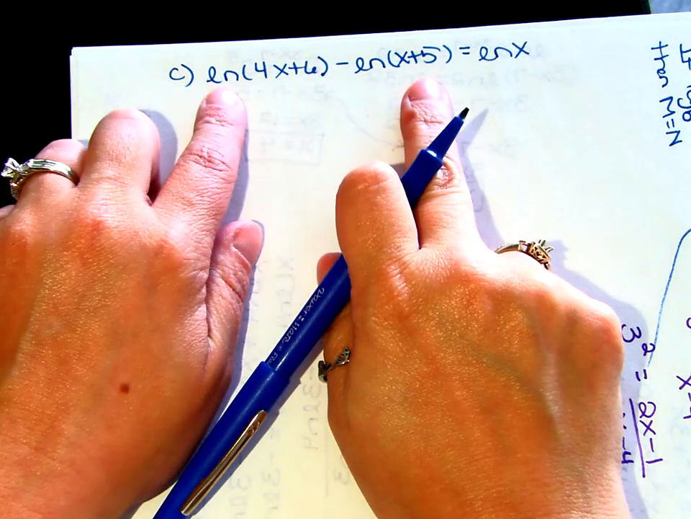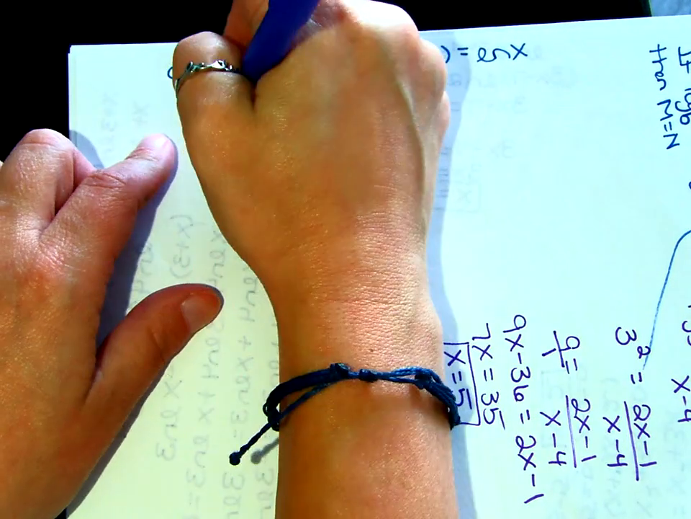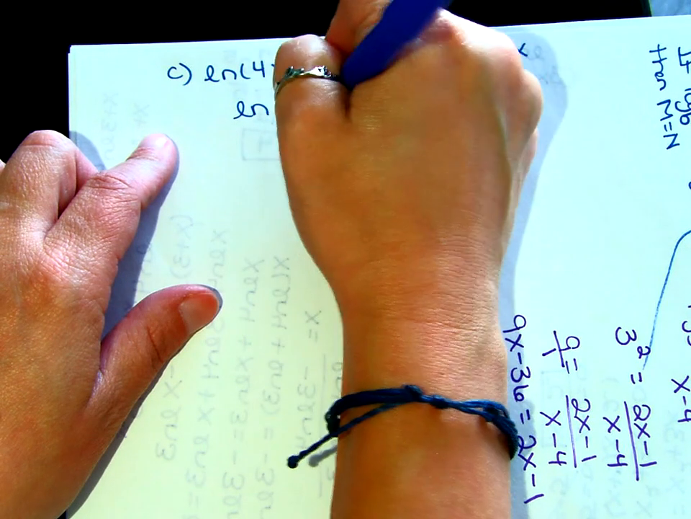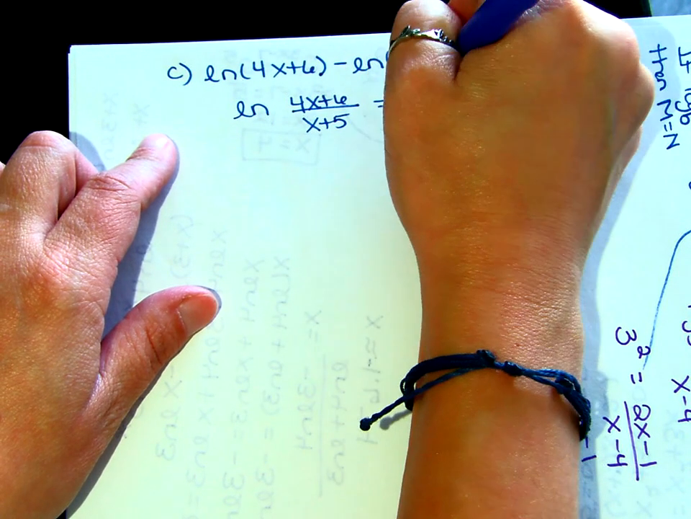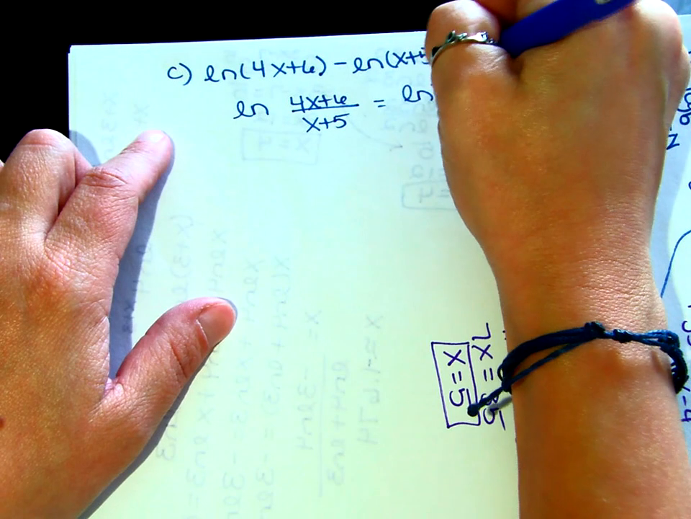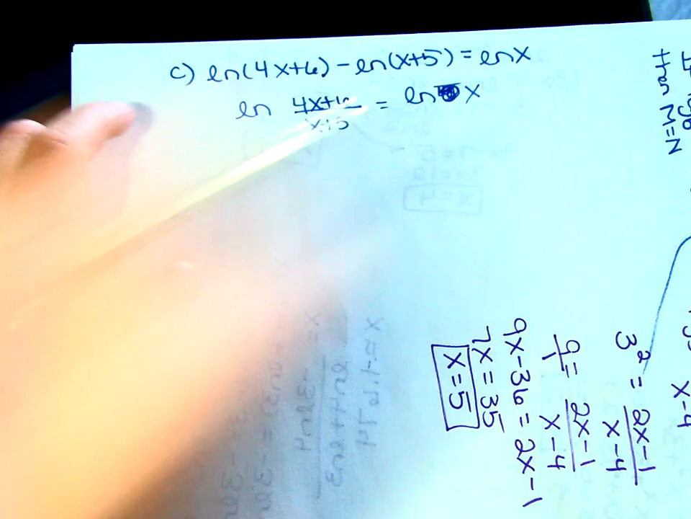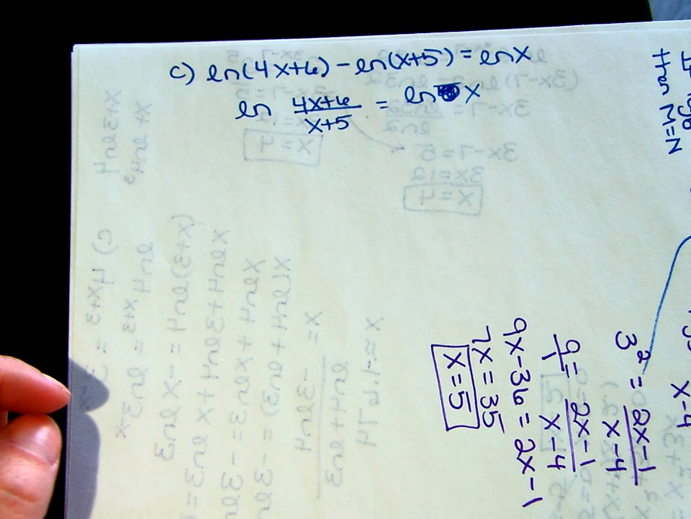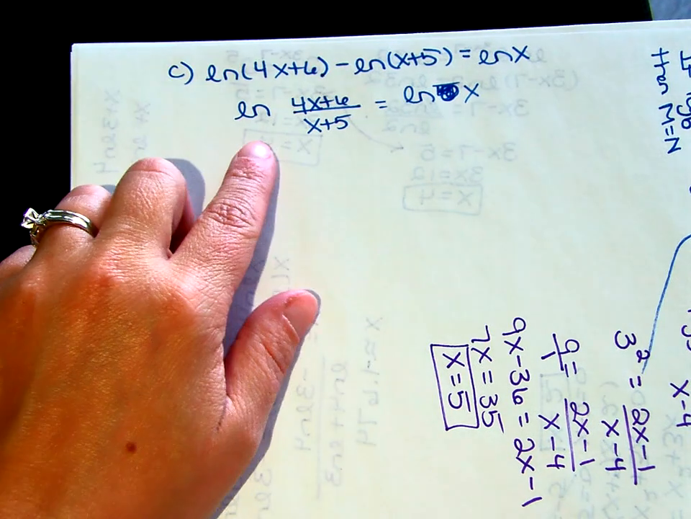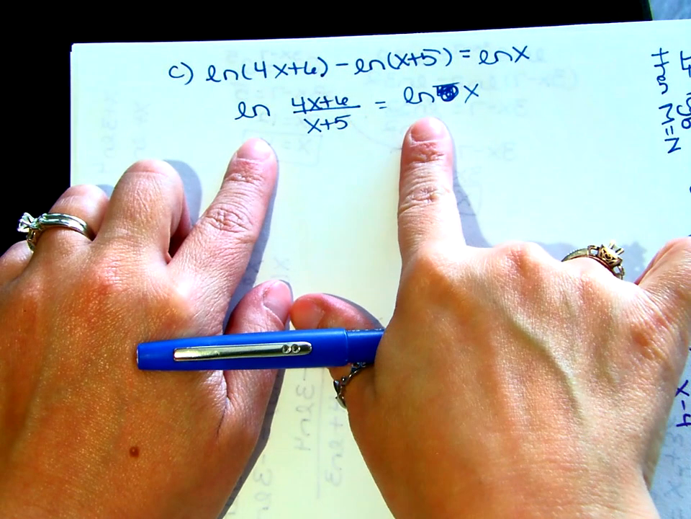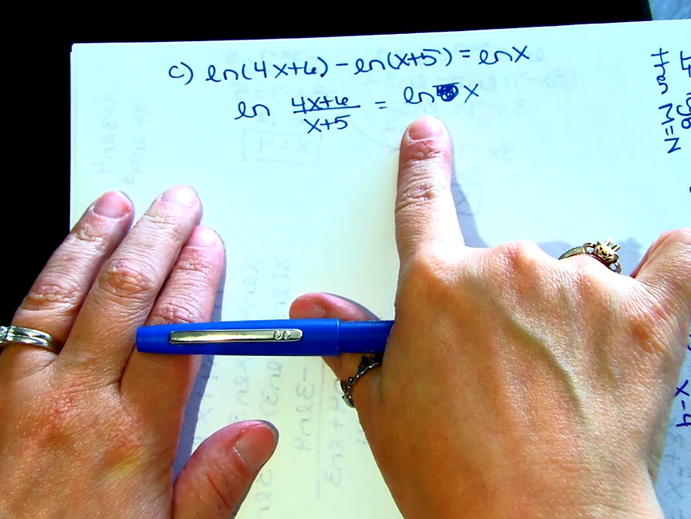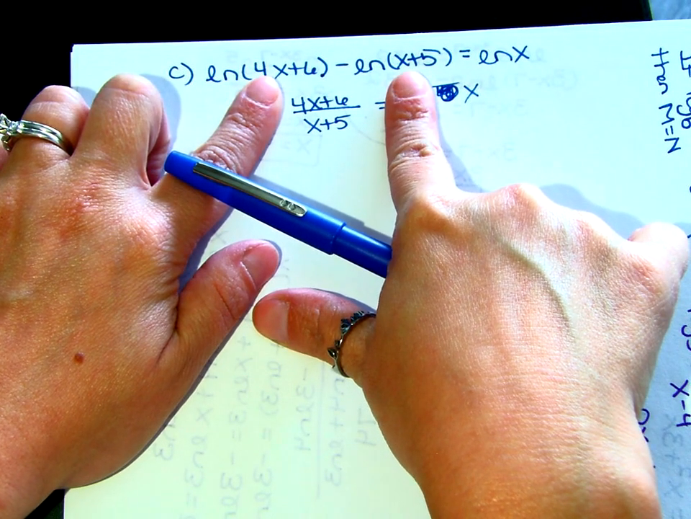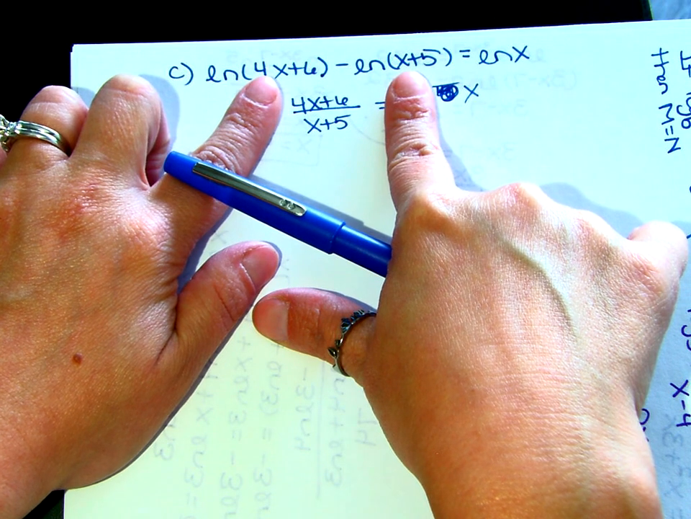So I have ln of 4x plus 6 over x plus 5 equals ln of x. Now that I have a single ln on the left and a single ln on the right, I can apply that rule to where I can completely just ignore the ln's, and I'm left with 4x plus 6 over x plus 5 equals x.